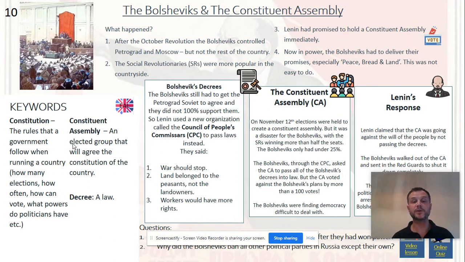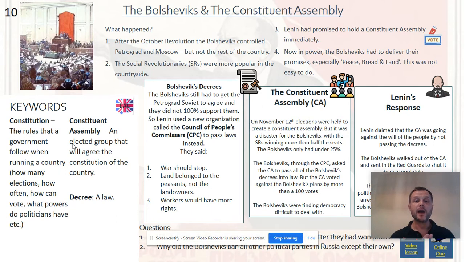Next thing, Constituent Assembly. These are the guys that pick the constitution, because you've got to start somewhere, right? Constitutions don't just miraculously fall from the sky. Someone somewhere has to sit down and make it up. And so that's what the Constituent Assembly is. It's a group of people that will agree the constitution. Right, that's out of the way.